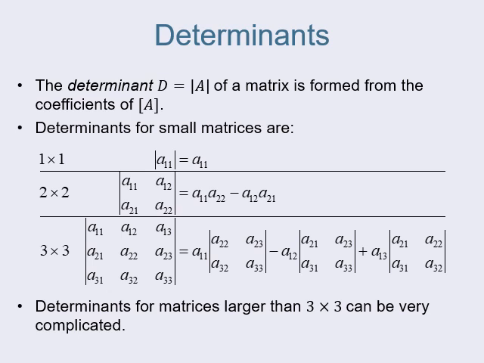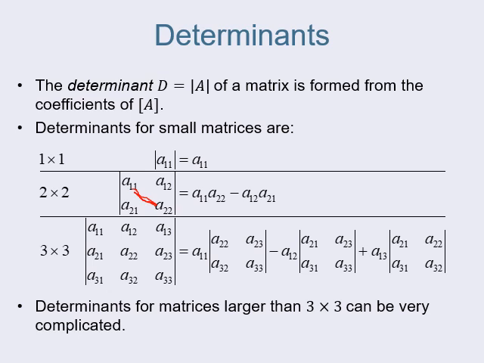Before we continue, we define what we mean by a determinant of the system. The determinant is usually written by this symbol. If you have matrix A, then the determinant is denoted by this symbol. It does not mean absolute value; when you are talking about matrices, this symbol means determinant. For small matrices, if you have 1 by 1, then the determinant is simply that number. If it is 2 by 2, then it is the product of the main diagonal minus the product of the elements in the other diagonal.